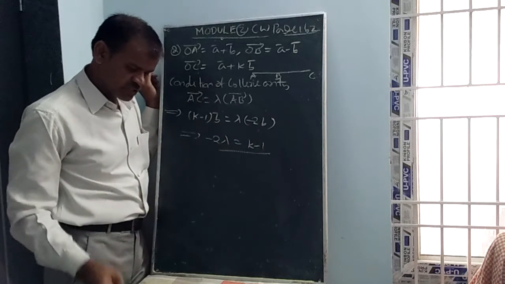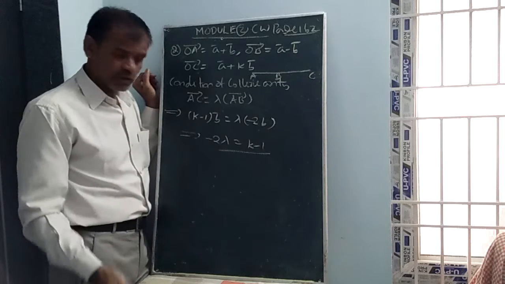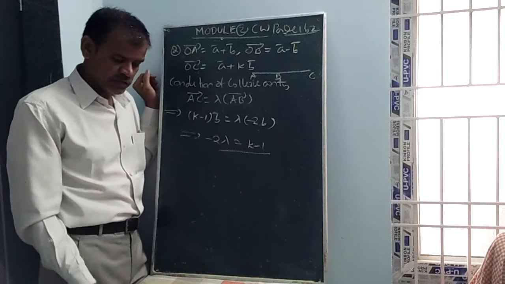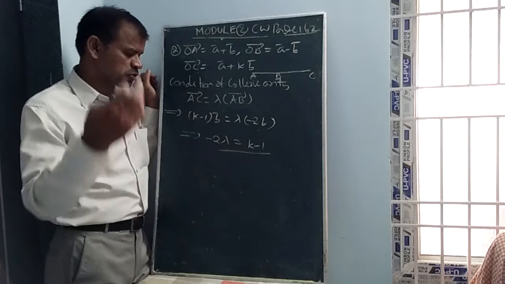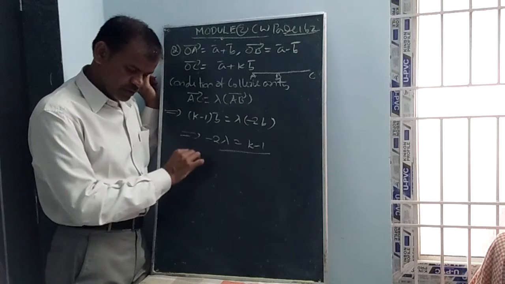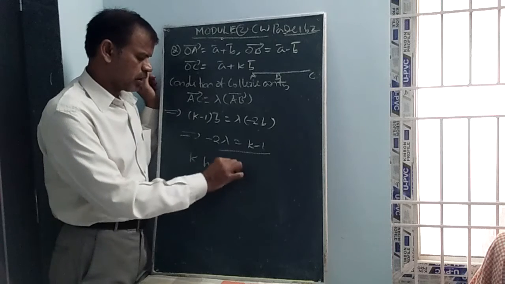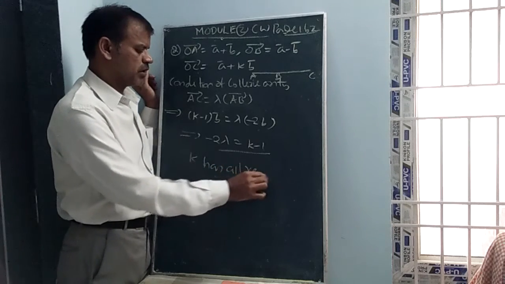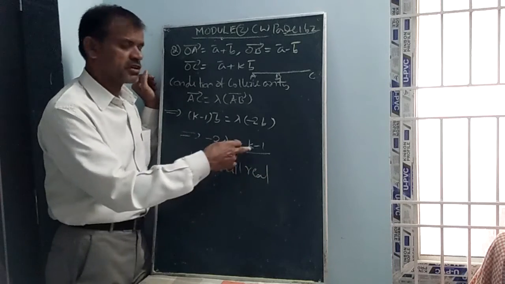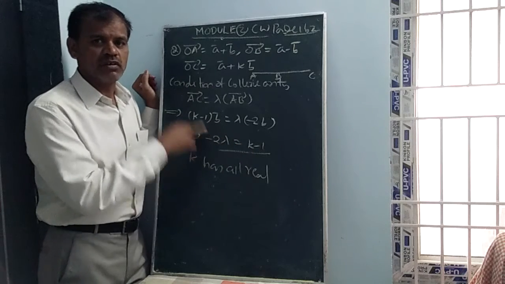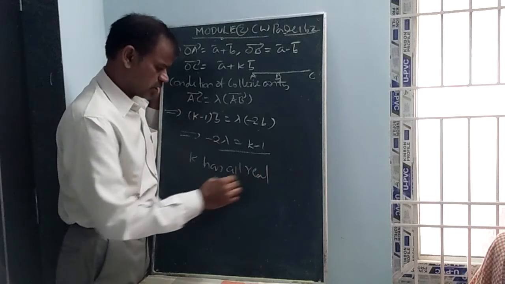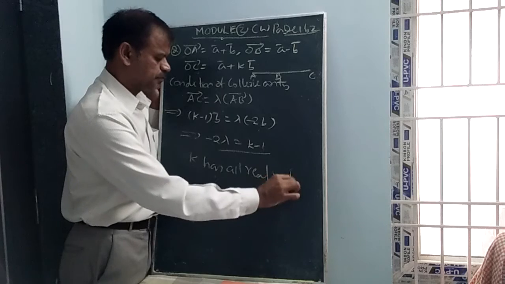Now let us see the condition. There is no condition given: lambda equal to 0, lambda positive, lambda negative, like this. No conditions here, so you can substitute any real value. k has all real values. In a similar way, whenever k has all real values, lambda will also have all real values.